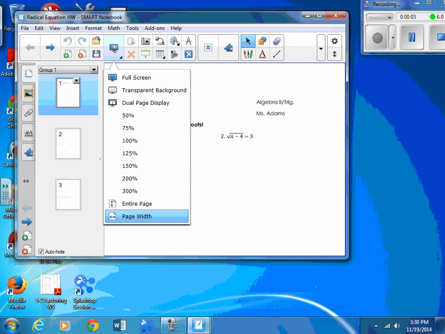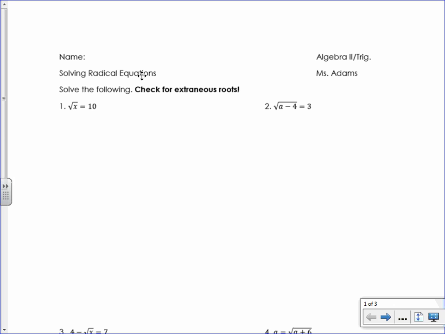Here's the solutions video to your radical equation homework. Alright, let's see. We had to solve and we had to check for extraneous roots. We always check for extraneous roots.